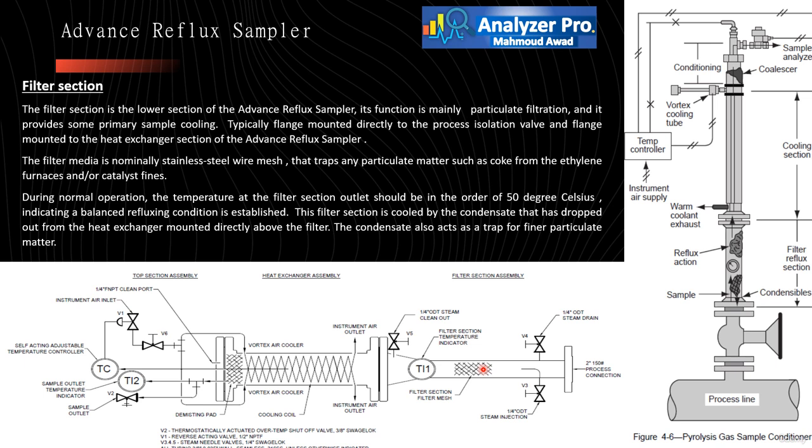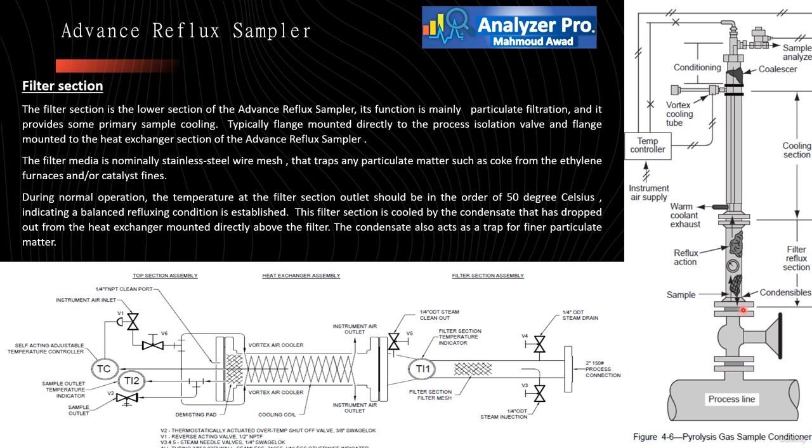During normal operation, the temperature at the filter section outlet should be in the order of 50 degrees Celsius, indicating a balanced refluxing condition is established. This filter section is cooled by the condensate that has dropped out from the heat exchanger mounted directly above the filter. The condensate also acts as a trap for finer particulate matter. In certain environmental conditions where sub-zero temperatures are anticipated, it may be desirable to insulate the filter section. This will prevent premature condensing and allow for a balanced refluxing action.